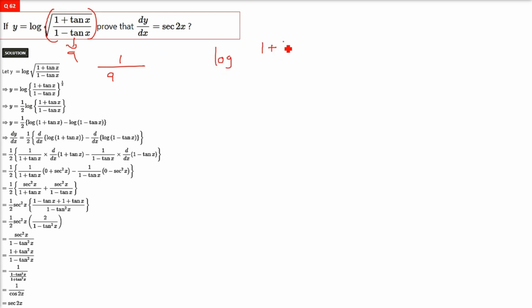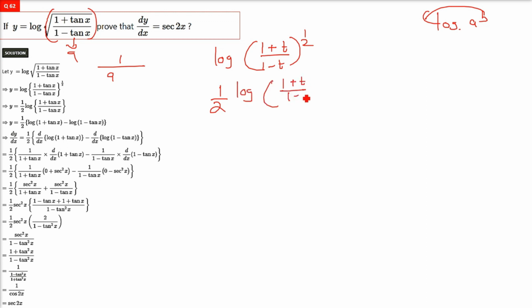But are we going to do like this? See, I am writing t as tan x. So 1 plus t by 1 minus t, root is what? Half. And we know that log a to the power b, the power comes to the front. So half will come in front. So we will be getting rid of the root first of all. We are using first the property of log so that we can bring this half in front. So it is going to be half log. We have not differentiated up till now. We are just using the property of log. So half comes in front of log 1 plus t by 1 minus t.